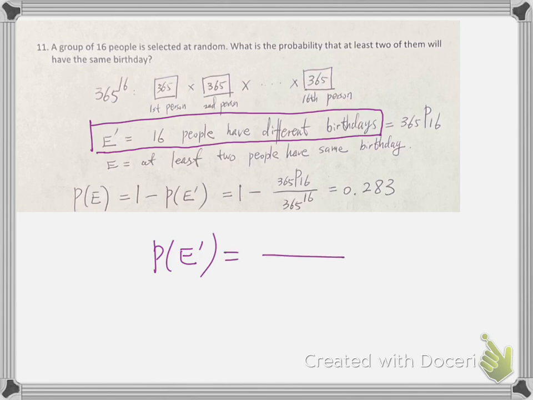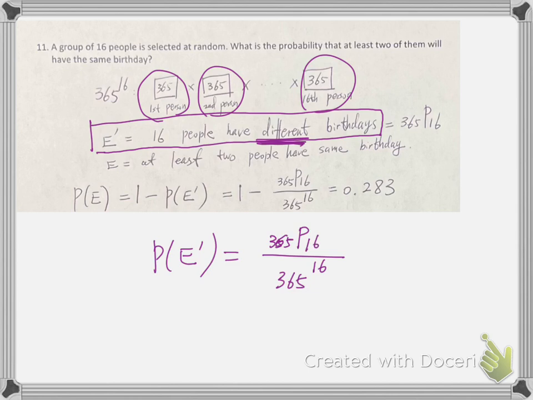We have the denominator. The denominator is just how many times you multiply by 365 days. Every person has 365 choices, and you have 16 people in this example. This is a repeating multiplication, so that's 365 to the 16th power. And the numerator is 16 different days, because they have different birthdays. So we choose 16 days from a year, which is 365 days.